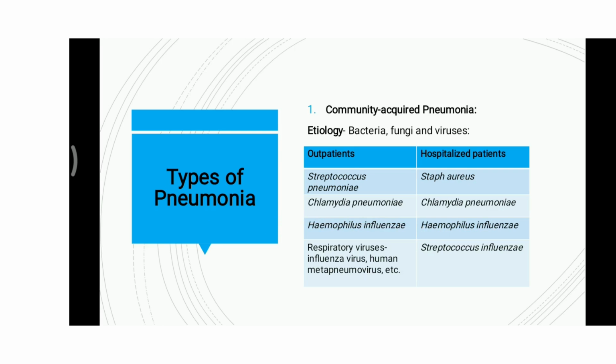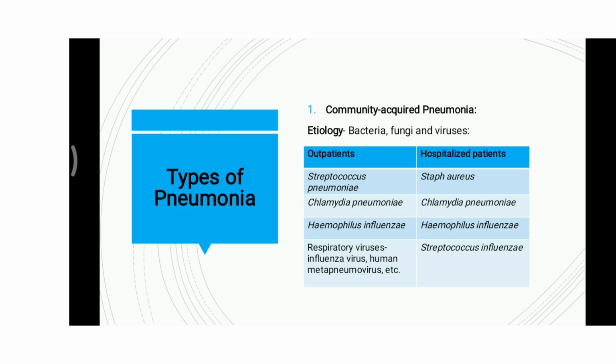Next we will study the types of pneumonia. Basically there are three types of pneumonia: community acquired pneumonia, hospital acquired pneumonia, and ventilator acquired pneumonia. We'll be studying these three types in detail now. Here we will be studying the etiology, what the etiologic pathogens are, or how this pneumonia is transmitted, what pathogens are involved in the transmission of community acquired pneumonia, and also their clinical manifestations.